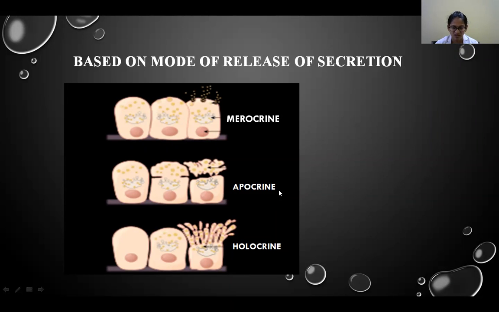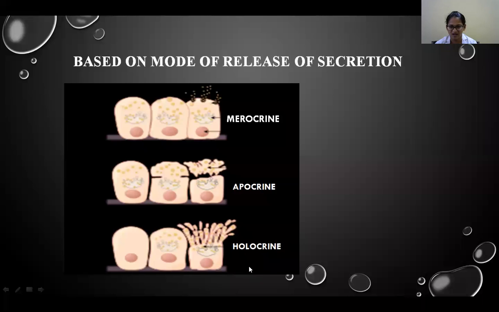Whereas coming to the apocrine cells, the apical portion of the cell is pinched off. For the apocrine cells, a main example here is mammary glands.